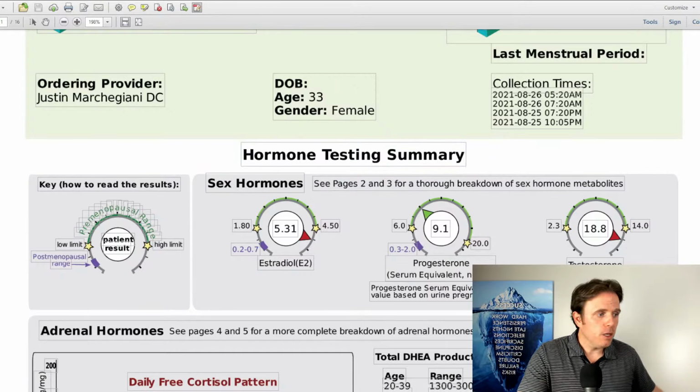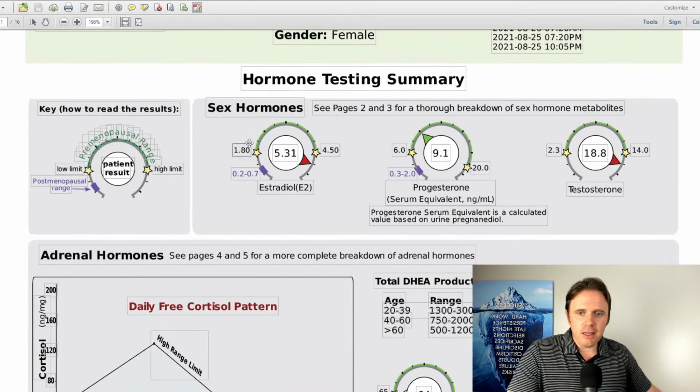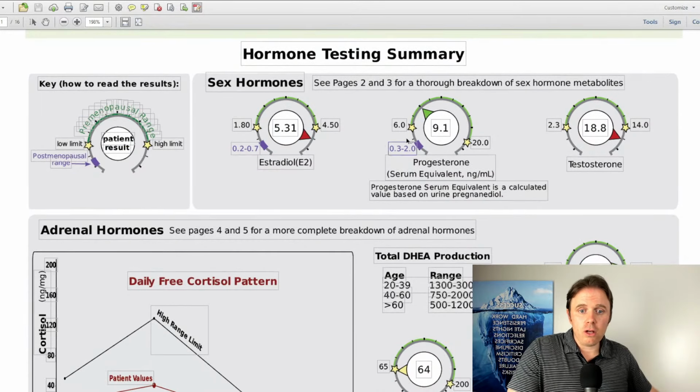what's really happening here. So first off, you can see high levels of estrogen out of the gates, right? Estradiol's at 5.31. That's off the charts. And then you can see progesterone is also pretty darn high. I want to be 15, right? I want to be around 2 to 3 o'clock on this Dutch gauge, if you will. So she's at about 10 to 11 o'clock.